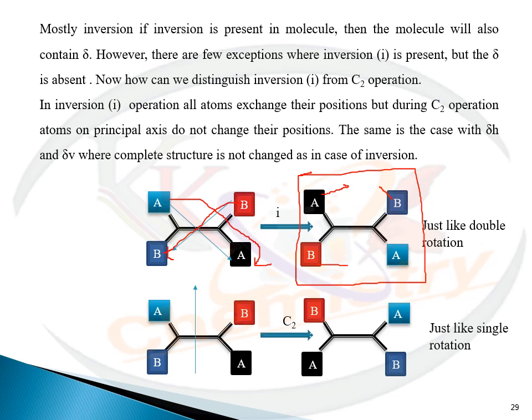C2, here if you apply C2 on this particular molecule, this will come over here and this one will come over here. Same one. How can you differentiate C2 from inversion? Inversion is just like a double rotation, whereas the principal axis of rotation is just like a single rotation. So here you can also differentiate C2 from inversion.